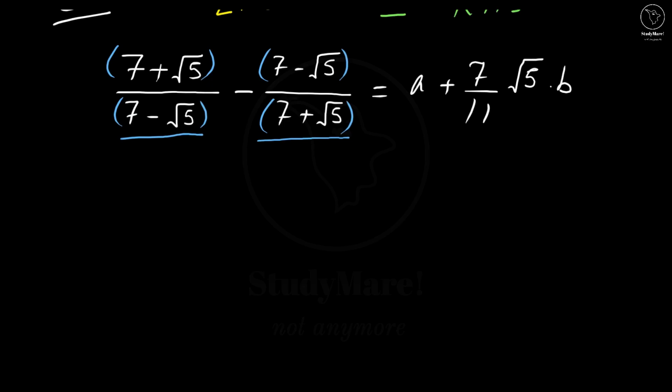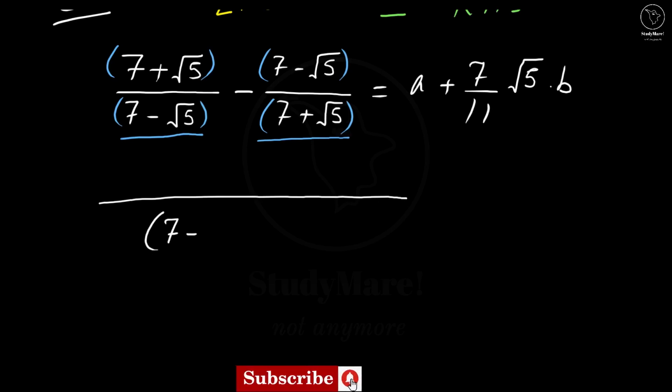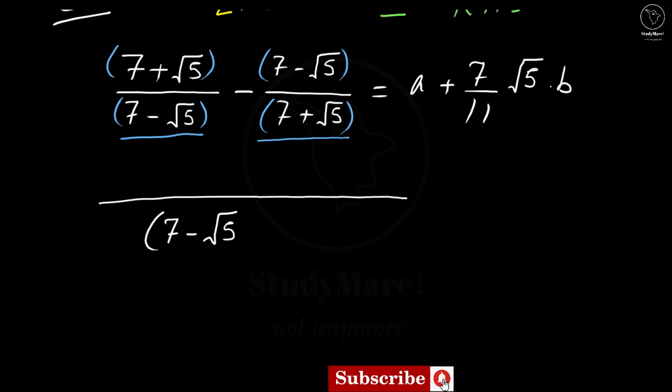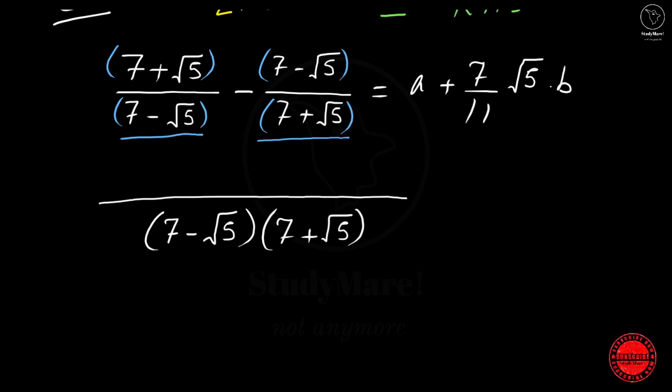In normal numbers, what we do is we take the LCM of the denominators. So let's do the same here. What will be the LCM? You can see there are no common factors between 7 minus root 5 and 7 plus root 5. So the LCM will be simply the product of the two, that is (7 minus root 5) into (7 plus root 5).